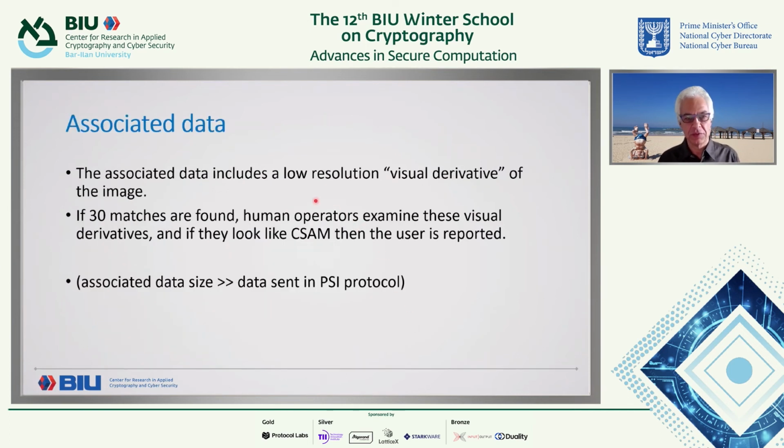The associated data, what we encrypt, is a low resolution visual derivative of the image. If you have 30 matches, then you can decrypt this, because you get the shares, and then human operators can check these low resolution versions. If they look like CSAM, they report the user.